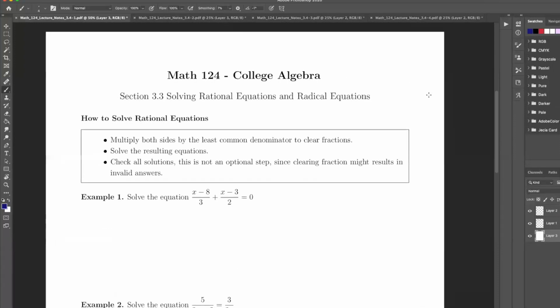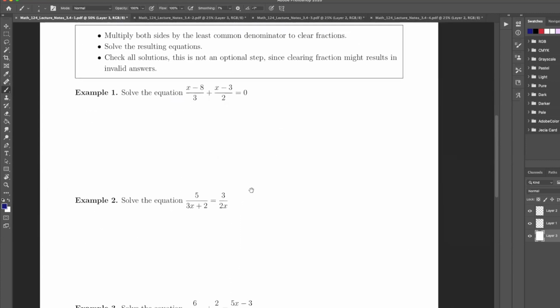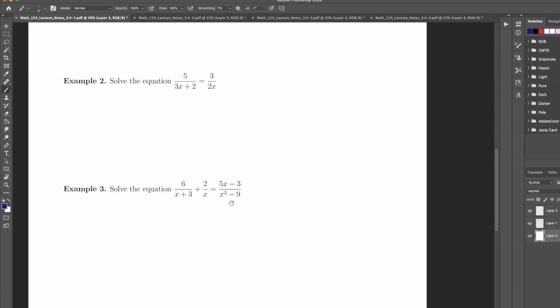Let's get started. All right, so we're going to be solving rational equations and radical equations. A rational equation looks like this. Rational is just a number, or a polynomial. So these are rationals, these are rational equations.